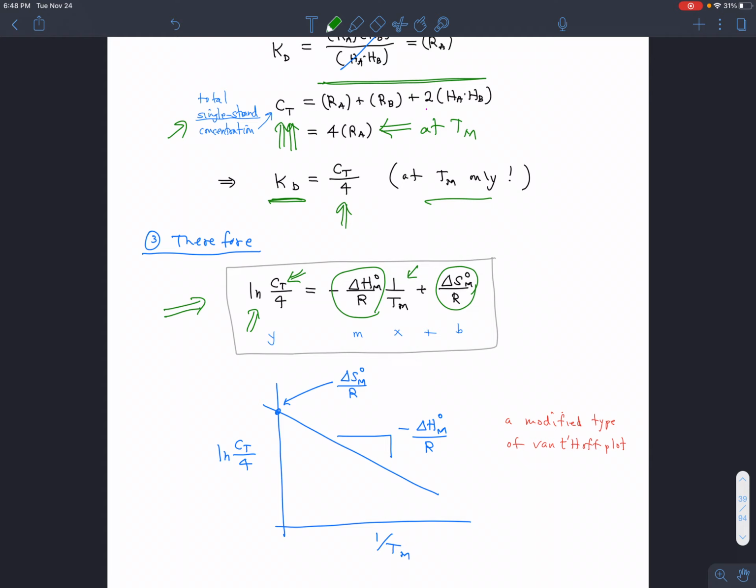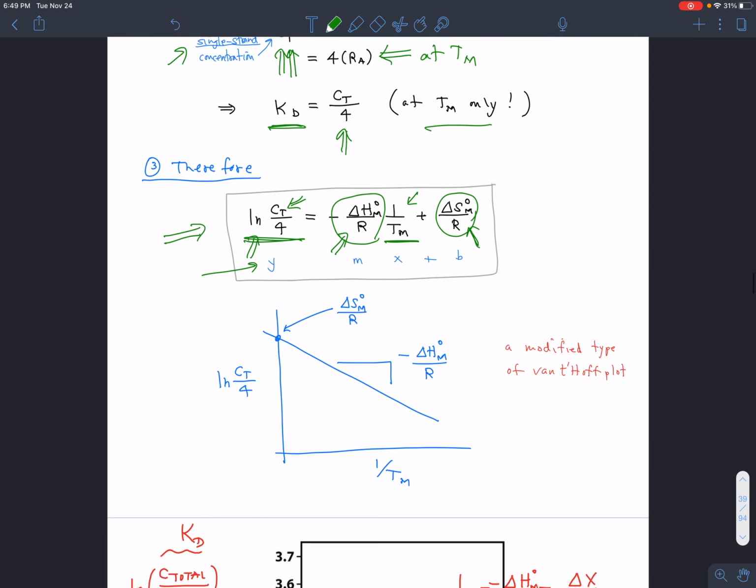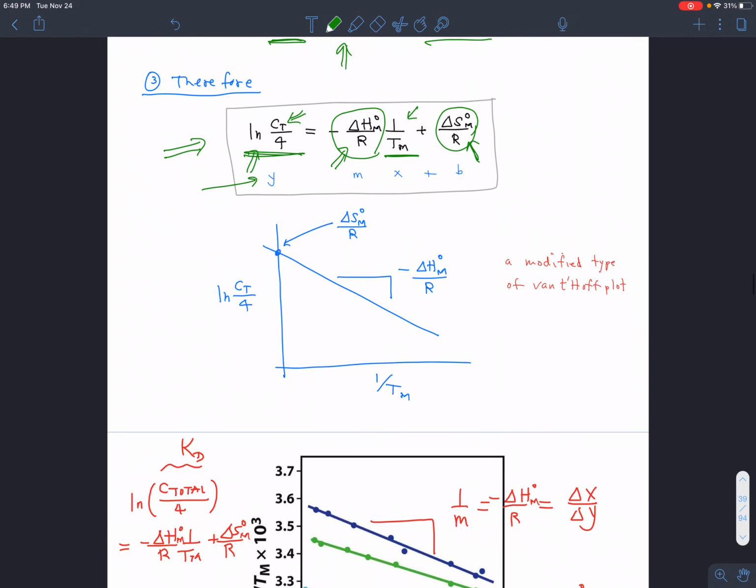And again, as many times in the past, this has the form of a straight line. If we plot the logarithm of the total concentration divided by 4 versus 1 over the melting temperature, then the slope will be equal to minus delta H over R, and the intercept will be equal to plus delta S over R. And that's exactly what people do. So you form one of these. It's basically a modified Van 't Hoff plot.